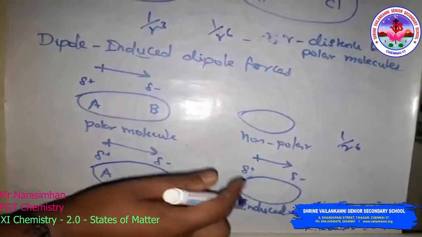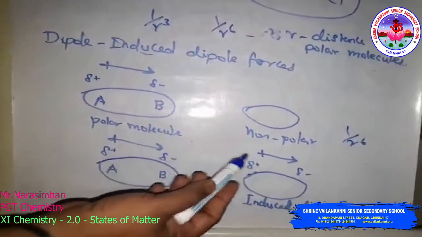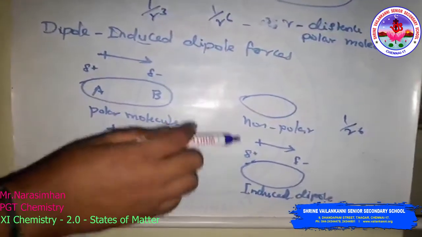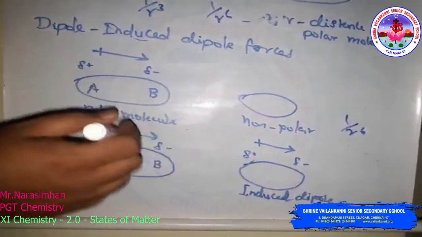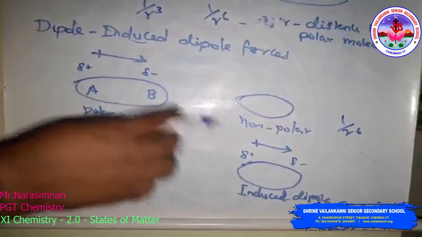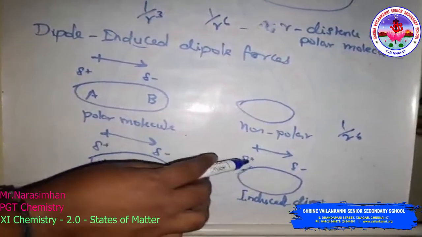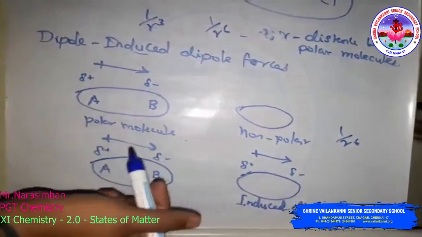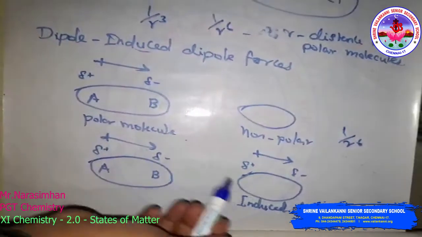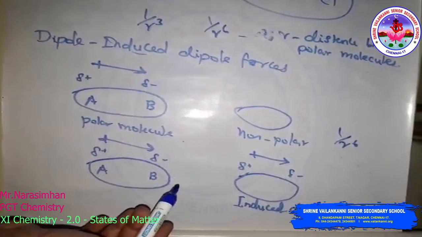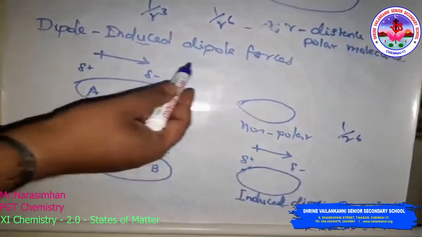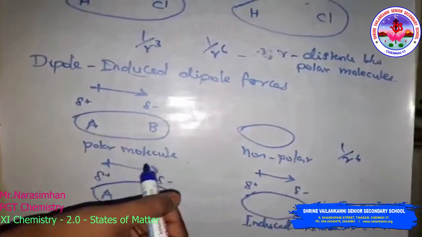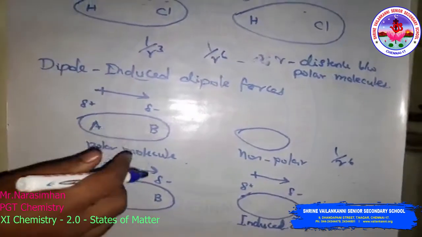Here, the induced dipole moment depends upon the dipole moment present in the permanent dipole and the polarizability of the electrically neutral molecule. That means high polarizability increases the strength of the attractive interactions. So, these are called dipole, induced dipole forces. Then the fourth one is hydrogen bonding.